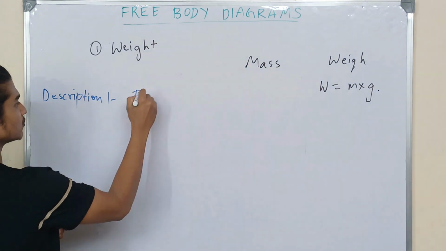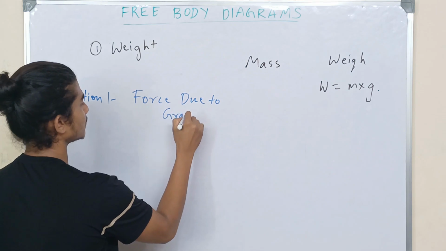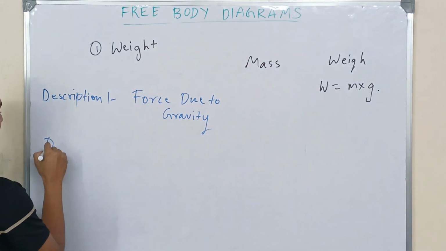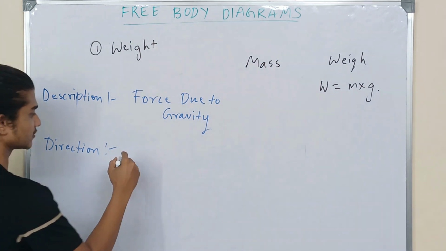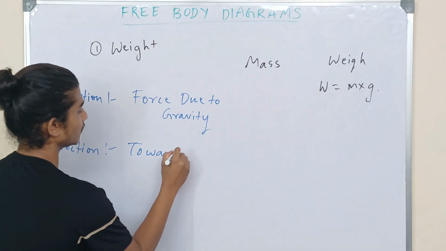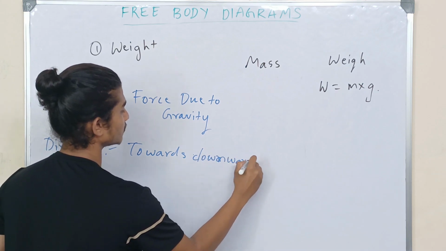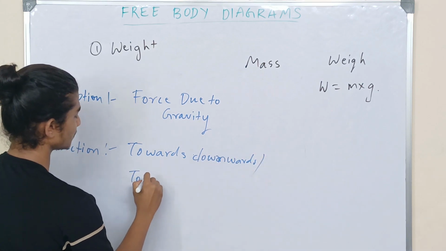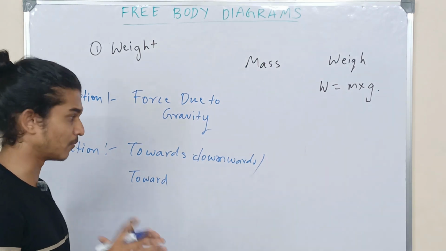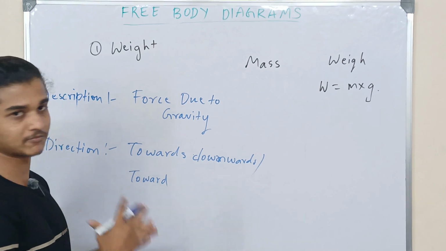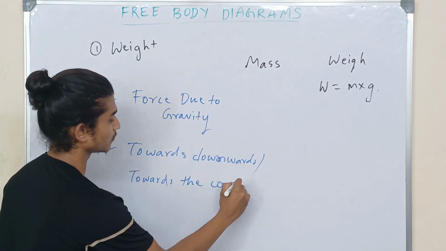Weight is just force due to gravity. Whereas the direction of this weight is always downwards, or towards the core of the planet. Sometimes they change the planet body in which the object is kept. In that case, you have to know this particular thing: towards the core of the planet.